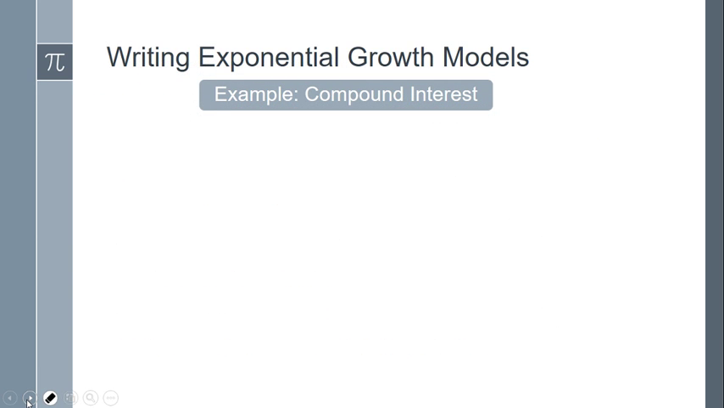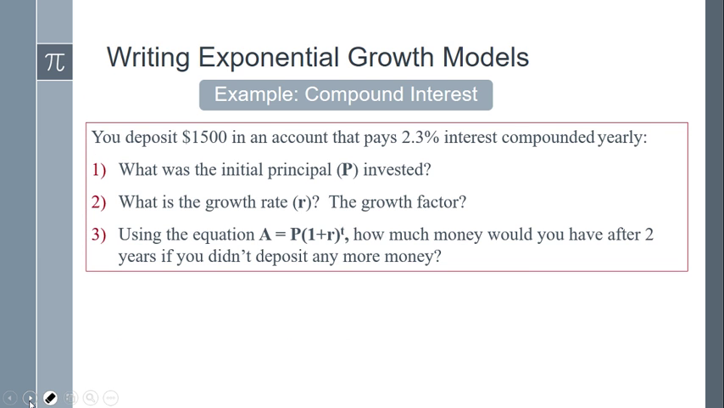So let's do an example writing exponential growth models. First example we're going to do is compound interest. So suppose you deposit $1,500 in an account that pays 2.3% interest compounded every year. That means every year I'm going to take your investment, your 1,500, and I'm going to add 2.3% more to it. And then the year after that, I'll take that new total and calculate and add 2.3% to that.